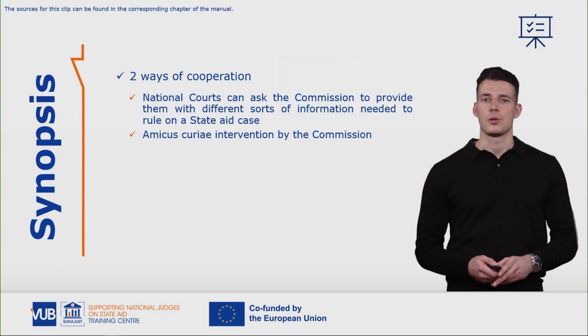This clip provided an overview of the cooperation between national courts and the European Commission. We discussed the two ways in which national courts can seek assistance of the European Commission. The first one being the fact that national courts can ask the Commission to provide them with different sorts of information needed to rule on a state aid case.